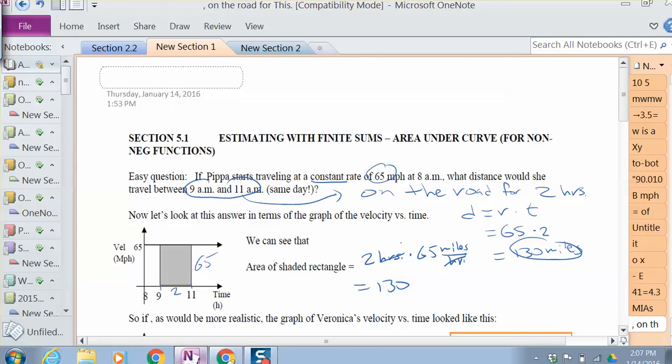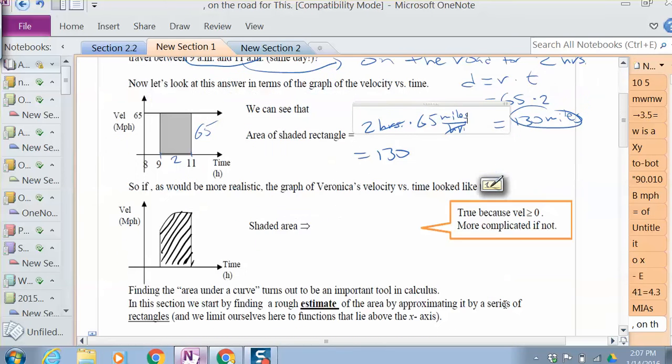Now, let's look at something that's a bit more realistic. And you can see I have a typo here. That was from last year. It should say Pippa's velocity. Something more realistic probably looks like this, because we don't usually expect the velocity to be constant the whole time. Like maybe it's kind of slow, then speeds up, then kind of levels off.